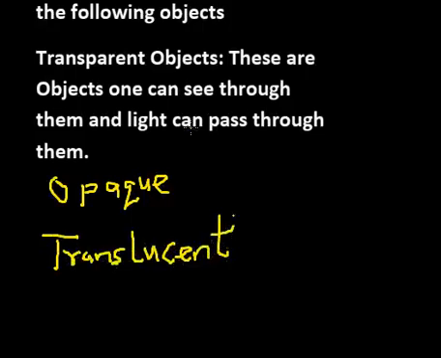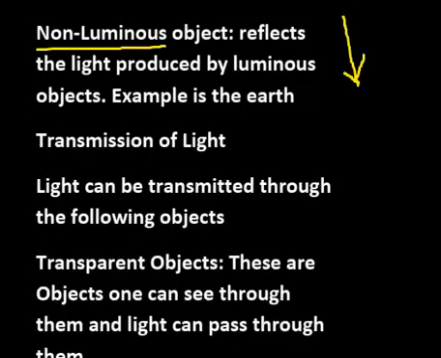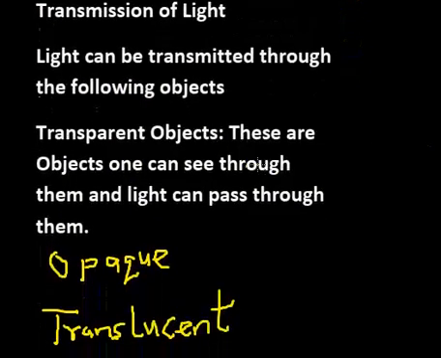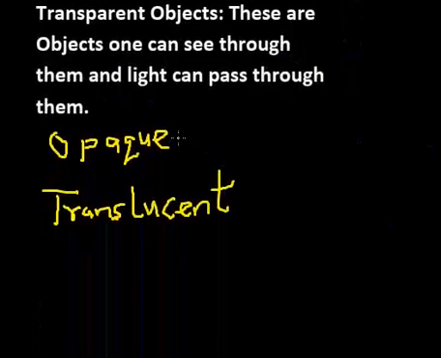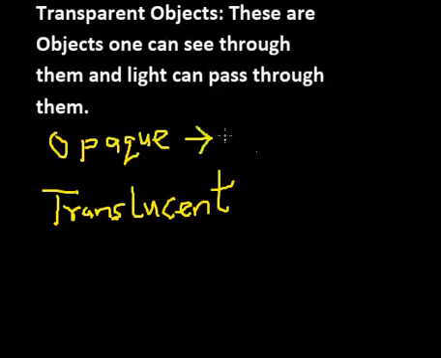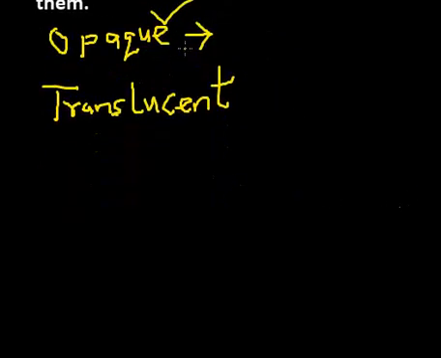Right, so for a transparent object, you know what that means already. These are objects one can see through, and light can pass through them. Opaque: light cannot pass through an opaque object, and you cannot see through it. So the only thing an opaque object can do is reflect light.